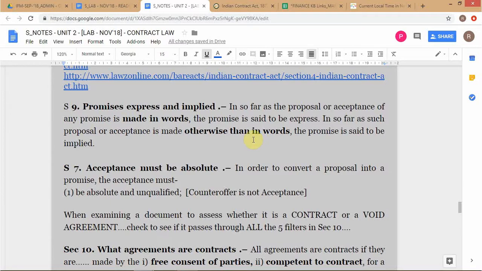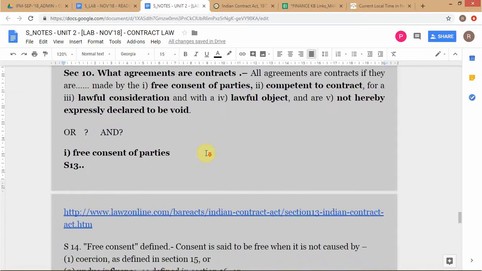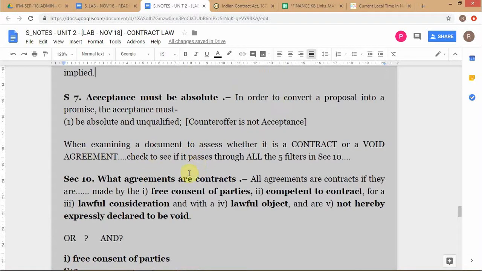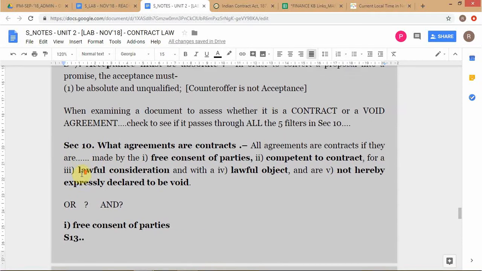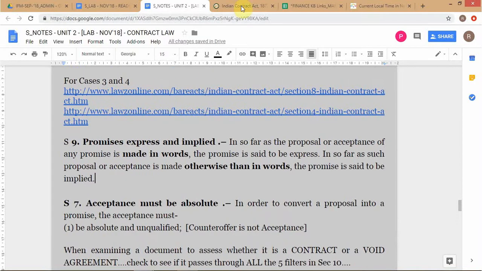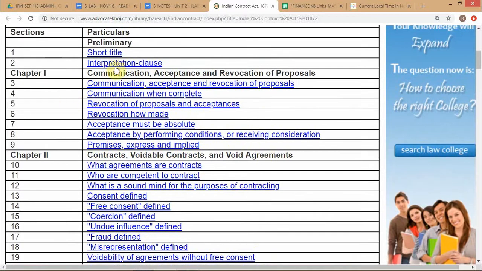All right, okay, so we covered these other stray ideas as well, and then we also looked at these two submodules so far, okay. If you take the points we covered as stray ideas, that is section 7 and section 9, you can look at them as the third module, and that actually leads us, as part of that third module, to chapter 1, which is dealing with the communication, acceptance and revocation of proposals, okay. So do you guys understand what revocation is?